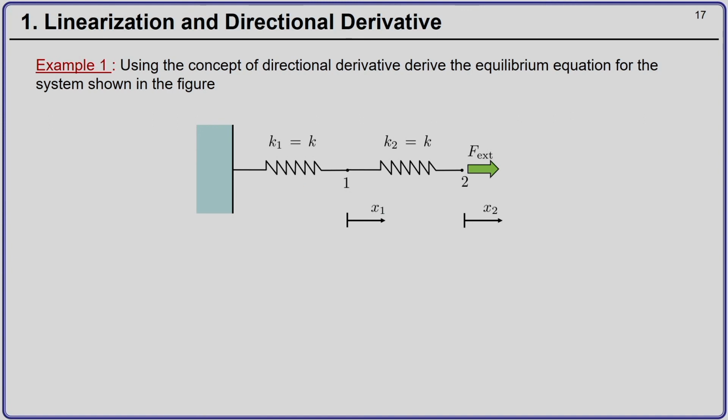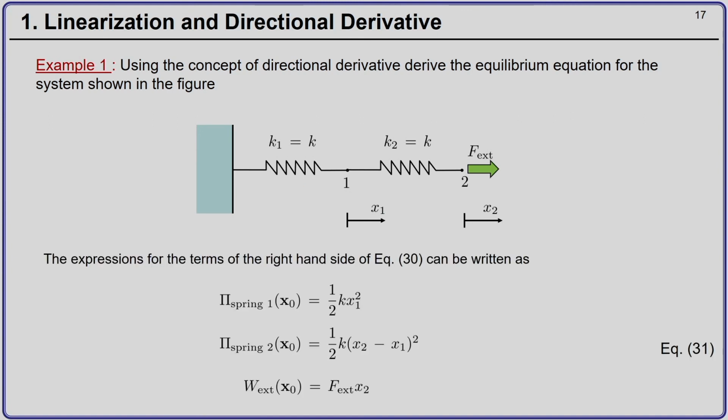Next, the expression for the potential energy for spring 1 will be nothing but half k x square, where x is the displacement of spring 1. So, what is the displacement of spring 1? It is x1 minus the displacement at this point. Now, this is a fixed end, so the spring does not have any displacement at this point. So, the potential energy of the spring will be half k x1 square.